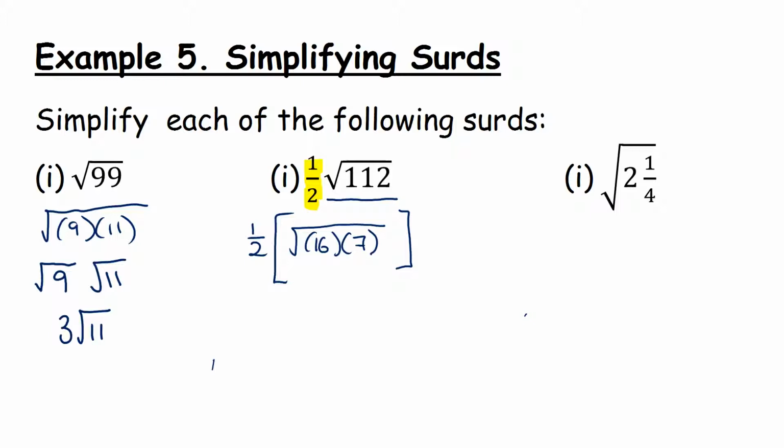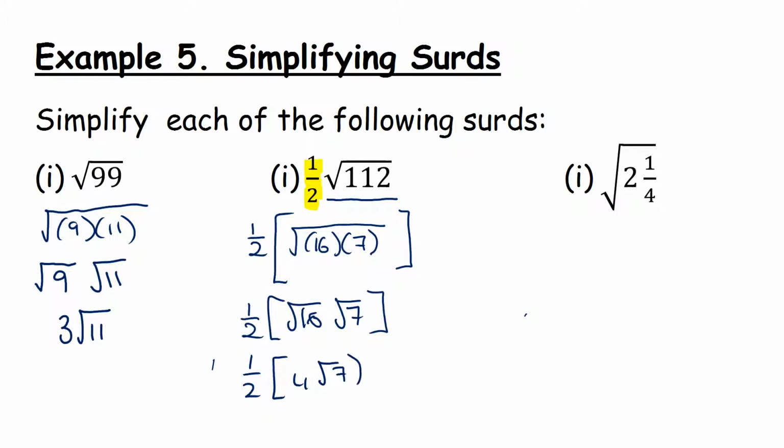What you could do is say, well, the first perfect square is 1. That's not going to be of any help. The next one is 4. So 112 divided by 4 gives me 28. And when you see the number 28, hopefully you know that 4 also divides into that. So 4 isn't the biggest perfect square that goes into it. So we're going to get a half of the square root of 16 times the square root of 7, which gives me a half of 4 root 7, and a half of 4 is 2, so 2 root 7, and that's my answer.